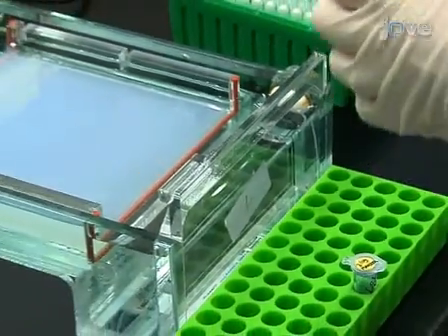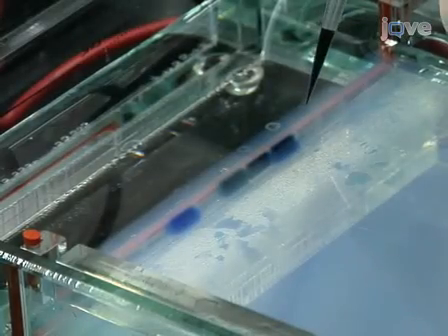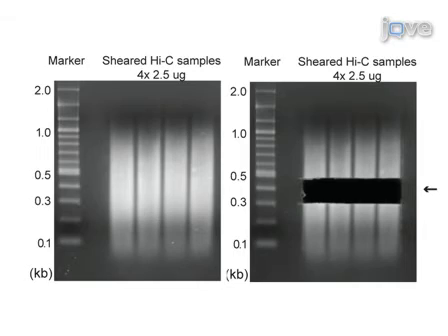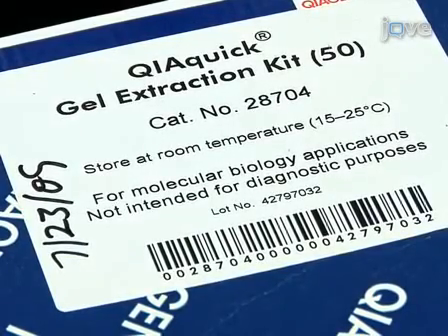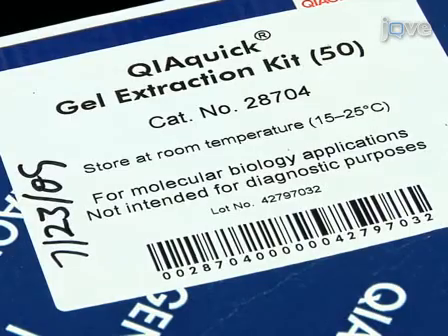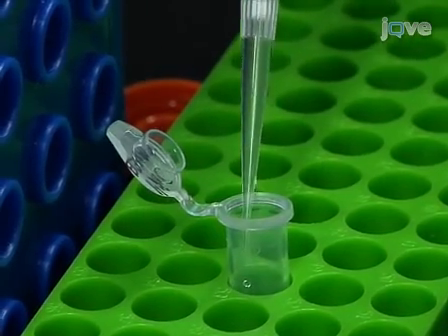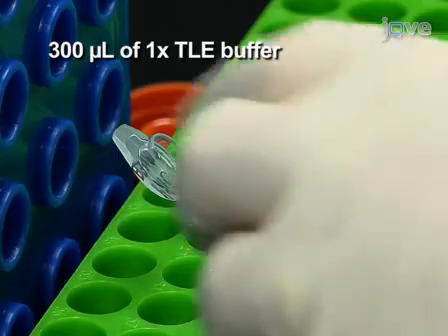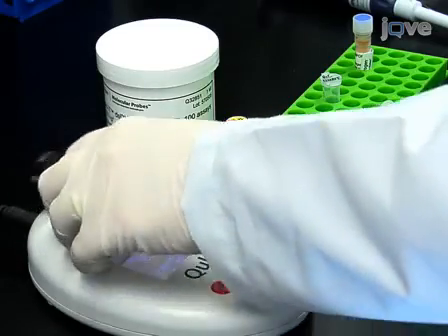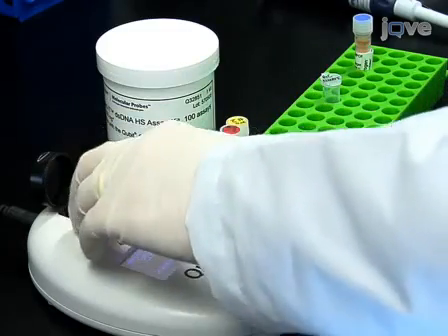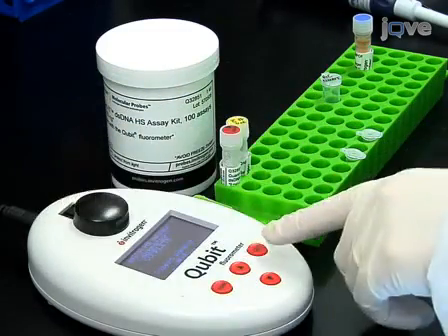Next, load the DNA in a 1.5% agarose gel with 1x TAE and run for 3.5 hours at 80 to 90 volts. Excise DNA fragments between 300 and 500 base pairs and purify them with a QIAGEN gel extraction kit, using 2 to 4 columns depending on the weight of the gel. Combine the eluates from the QIAquick columns and bring the final volume up to 300 microliters with 1x TLE buffer. Finally, determine the DNA concentration with the Quant-iT assay using the Qubit fluorometer and calculate the total amount of DNA.